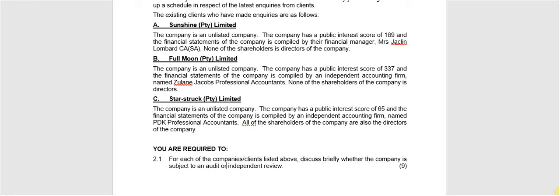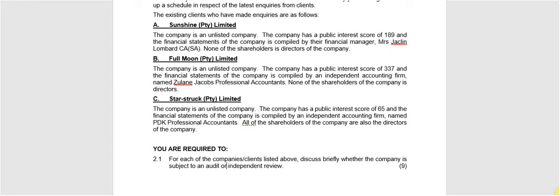Then Starstruck PTY Ltd is the last company there, and they say the company is an unlisted company. The company has a public interest score of 65, and the financial statements are compiled independently by an independent auditing firm named PDK Professional Accountants. All of the shareholders of the company are also directors of the company.